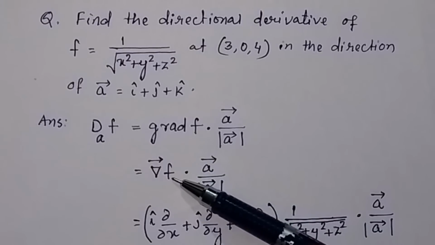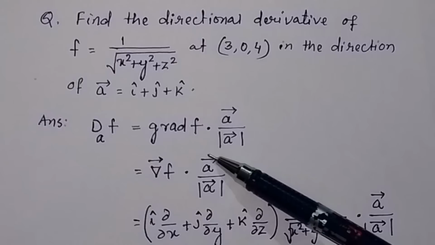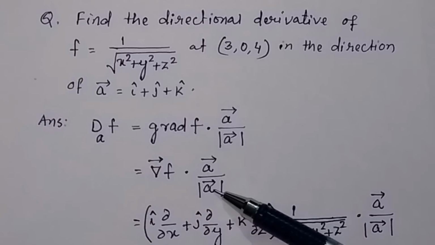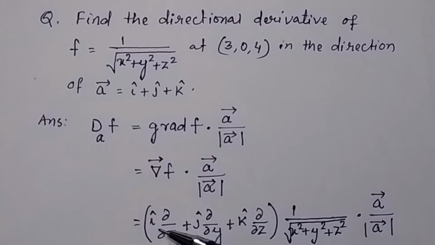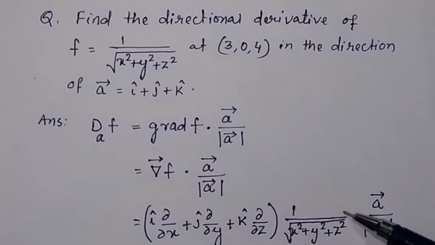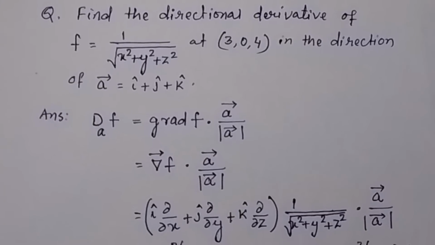So del of the scalar function f dotted with the unit vector, that is a vector divided by the magnitude of a. The del operator can be written as i cap partial derivative with respect to x plus j cap partial derivative with respect to y plus k cap partial derivative with respect to z. And the scalar function is given as 1 divided by the square root of x square plus y square plus z square, dotted with the unit vector, that is a vector divided by the magnitude of a.